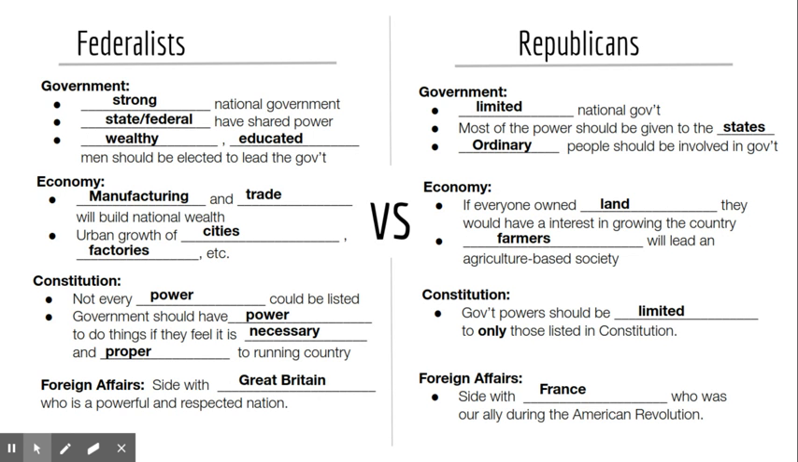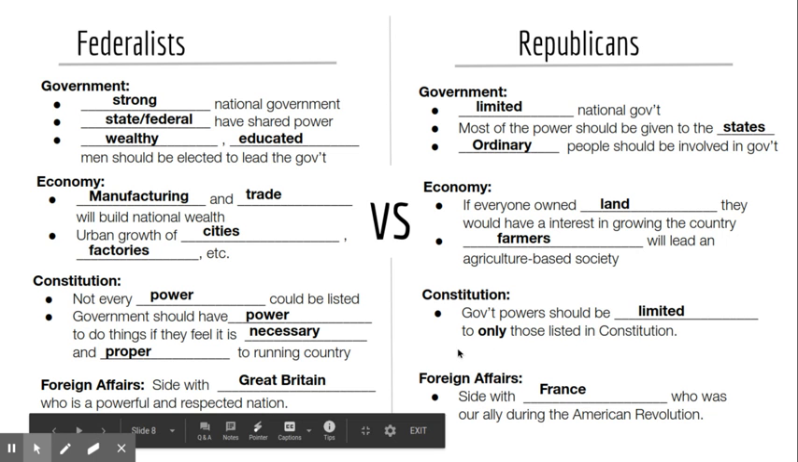All right, and then foreign affairs. Basically, Federalists liked Great Britain because Great Britain was a very powerful and respected nation, and it allowed for a greater alliance and more protection, good trade, etc. And then, of course, France was our ally during the American Revolution, so Democratic Republicans felt like we should ally with them. So there was that split there.